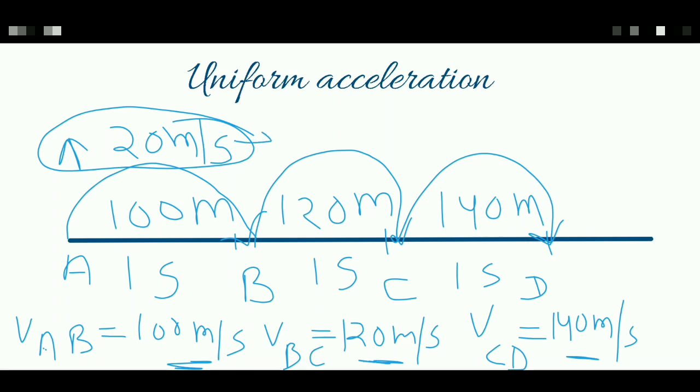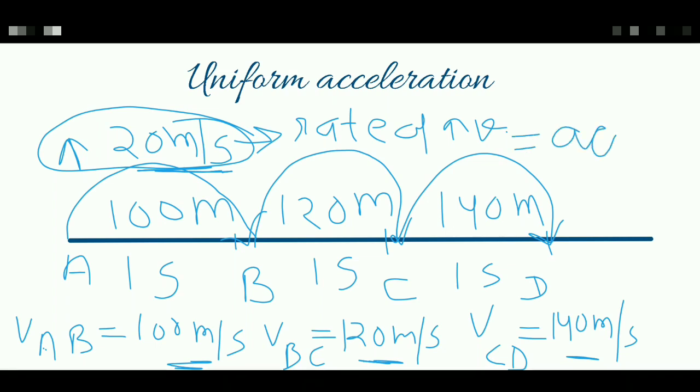What is it? The rate of increasing of velocity. Can we say the rate of increasing of velocity is 20 meter per second in each single second? In every second our velocity is doing what by 20 meter per second, child? It is increasing. Correct? And that rate of increase of velocity is called acceleration. And as the velocity is increasing, we will also call it positive acceleration.